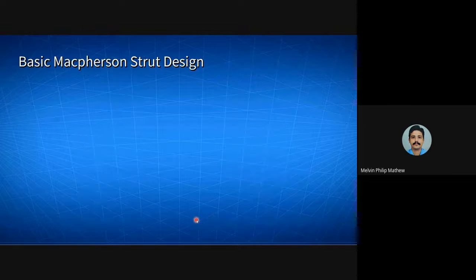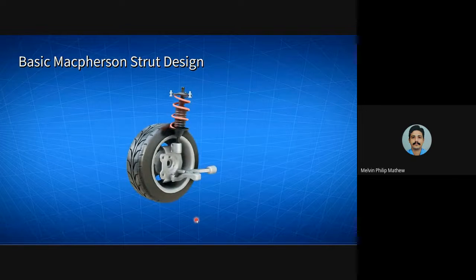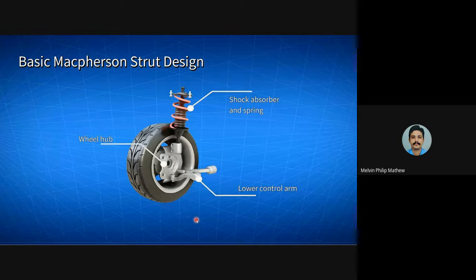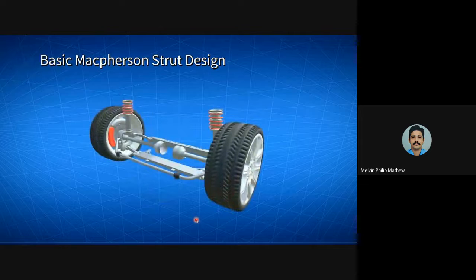Basic Macpherson strut design. Let's look at the major parts of a Macpherson strut suspension. A single control arm connected to the bottom of the wheel hub. A shock spring combination protruding from the top. The Macpherson strut combines the coil spring and shock absorber into an integrated unit. This gives a more compact and lighter suspension framework that can be used for front-wheel drive vehicles. A steering link connected to the wheel hub. A Macpherson strut suspension may also include an anti-roll bar, attached by a ball-jointed rod, to the spring damper.